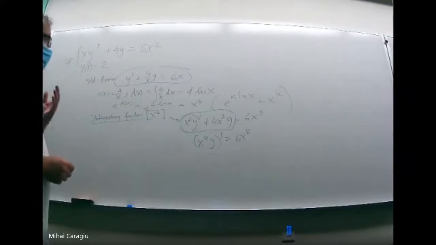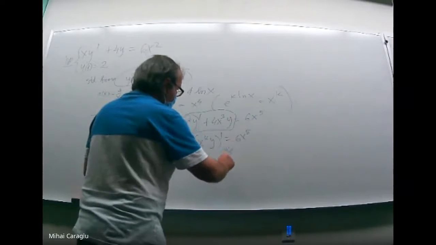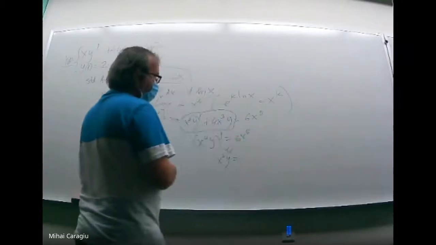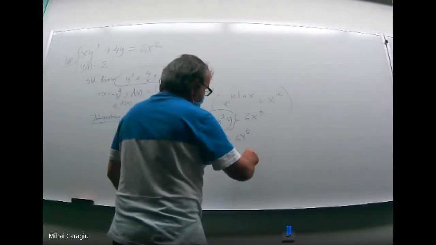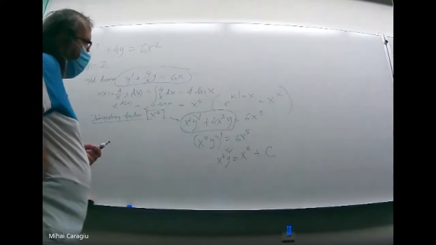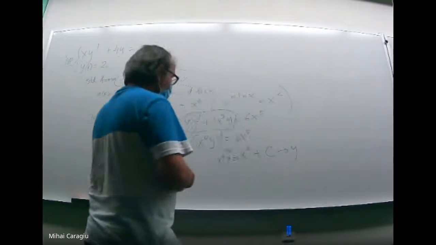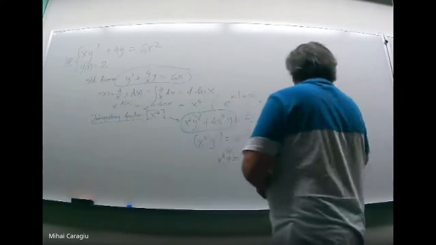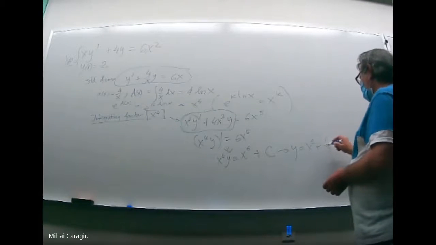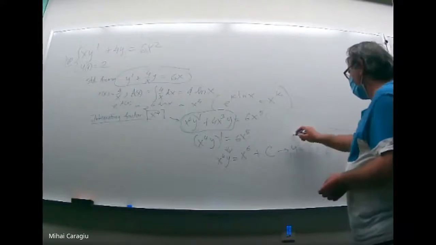Now, the only thing which remains to be done is to integrate left and right, and this will imply x to the power 4 times y equals the integral of 6x to the power 5 dx, which is x to the power 6 plus c. That's the first time technically we want to put a c. And this will imply y equals x squared plus c over x to the power 4. There's the general solution of the linear first order equation.